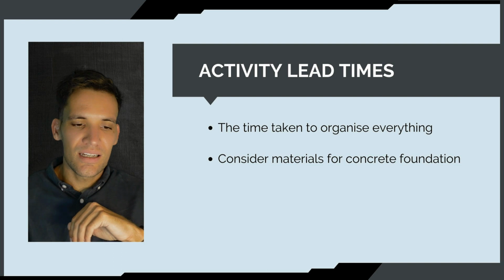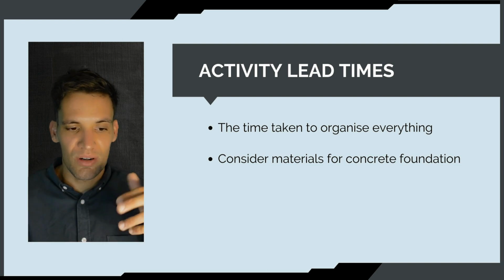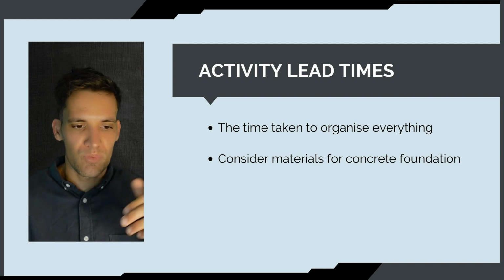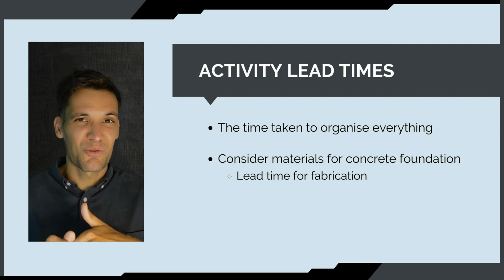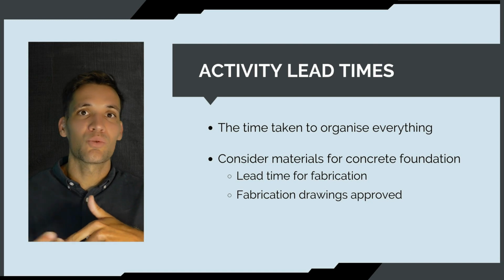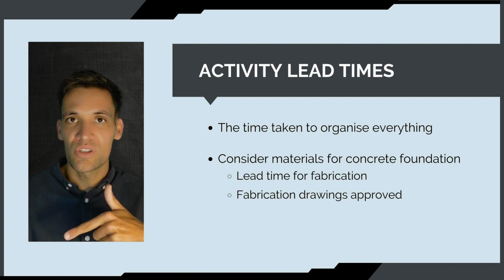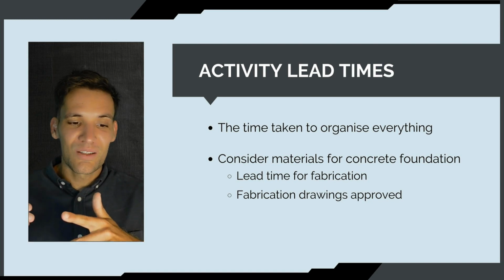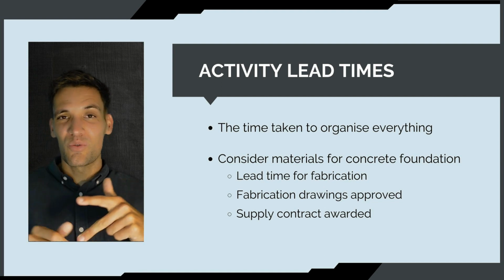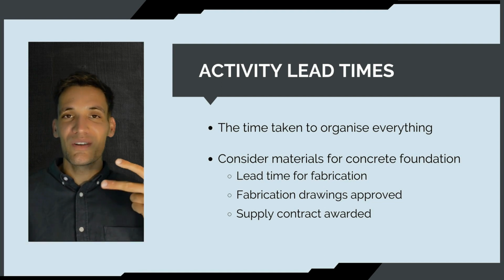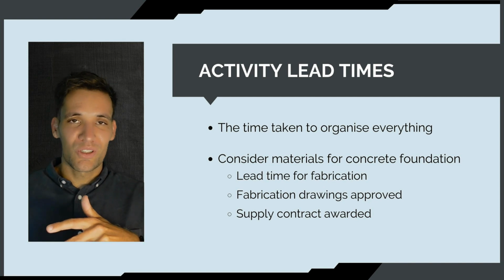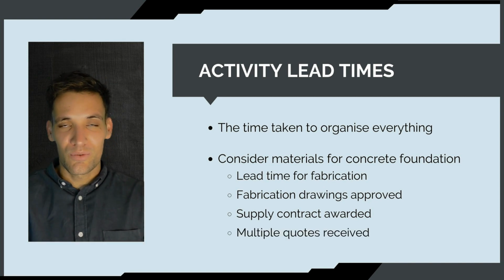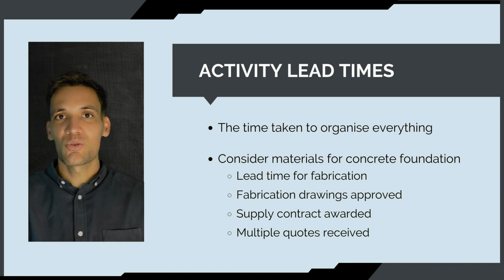So we consider the materials we need for a concrete foundation. The steel reinforcement, there's a lead time for the fabrication. In a lot of circumstances, we'll actually need fabrication drawings. So we'll need to draft up a drawing that shows how we want the steel fabricated. We'll need to find someone to supply it. So if it's a big enough supply scope, we might even need to get a contract in place with them. And then we'll also need to go through a whole procurement process. So we'll need to get multiple quotes from different vendors so we can make sure we're getting the best value for money for the supply of the steel.